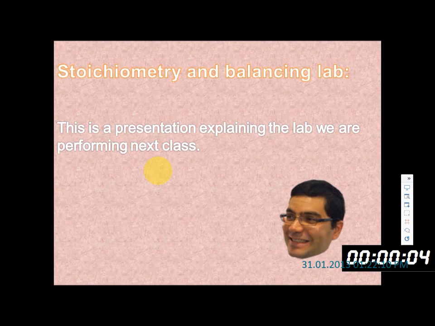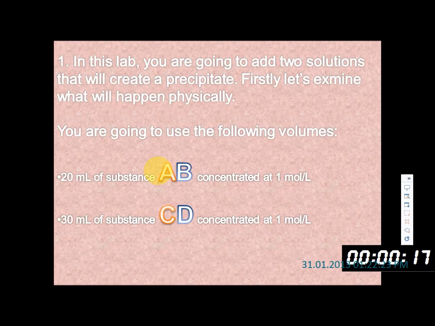Okay, so again, this is a presentation on the precipitate lab that we're doing. It's really also called ionic interactions because it's interaction between two ions or more that give you a precipitate or give you some aqueous substance. So we're gonna go really quickly. You're going to add two solutions that will create a precipitate.